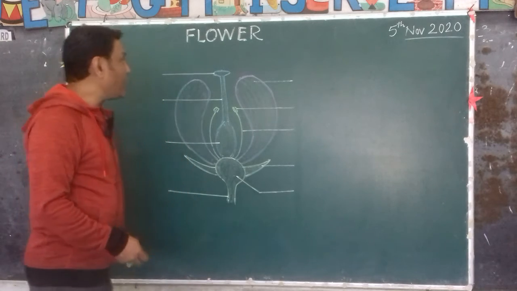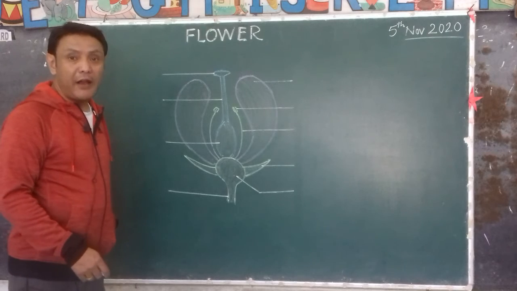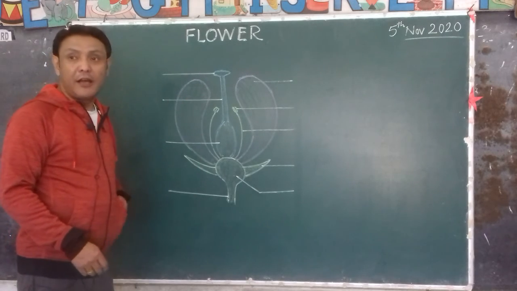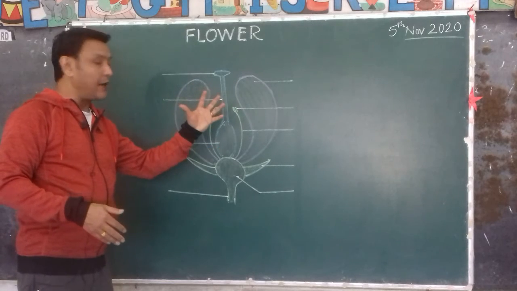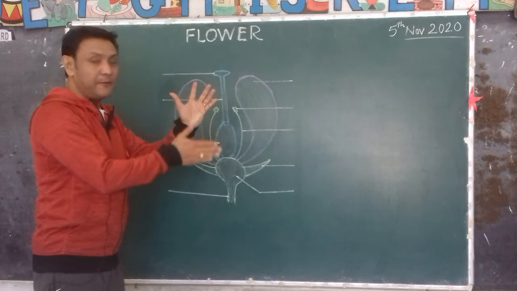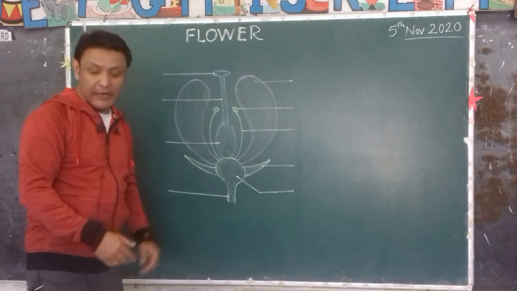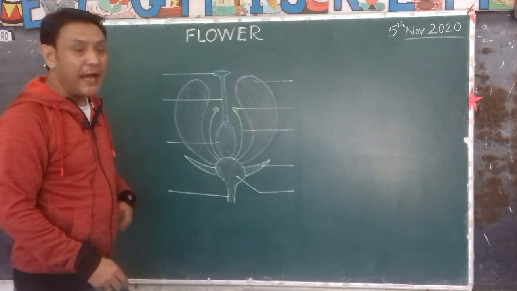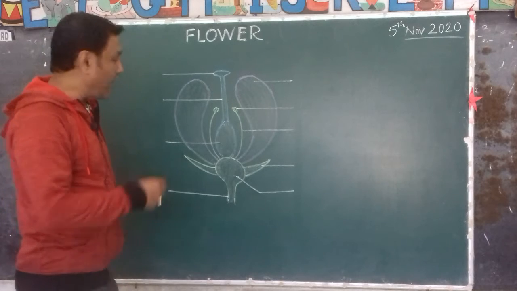All right. Now, I have drawn the diagram of a flower. This is the longitudinal section of a flower. You have a flower like this. We cut it into half. You will see a flower like this. That is called the longitudinal section. We cut it like this in a longitudinal section, and then we see the flower like this. Okay. This is the diagrammatic representation of the longitudinal section of a flower.